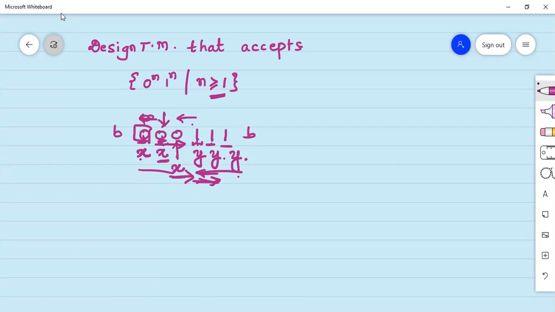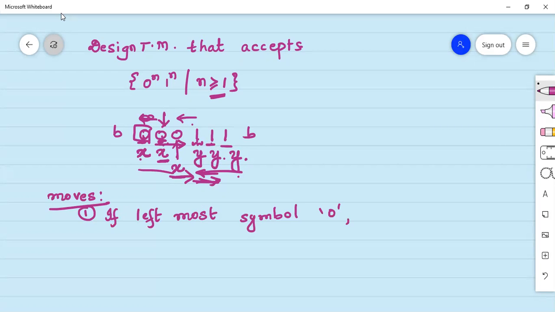So let me write some moves here, whatever we told in English. What are the moves we are going to design? First one: in the string, if the leftmost symbol that we encounter is 0, then we replace it by x. That's what we did here, isn't it? After replacing it by x, what do we do? We move till we find the leftmost 1, correct?